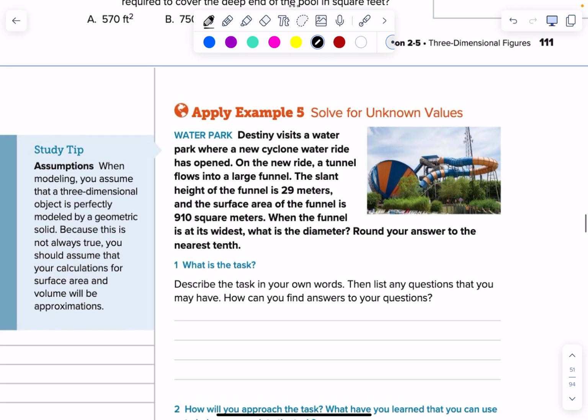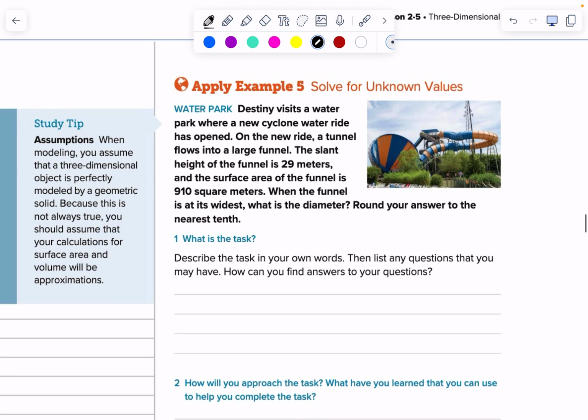Okay. All right, let's do example 5 real quick. Last one, example 5. This won't take very long. Destiny visits a water park where a new cyclone water ride has opened.